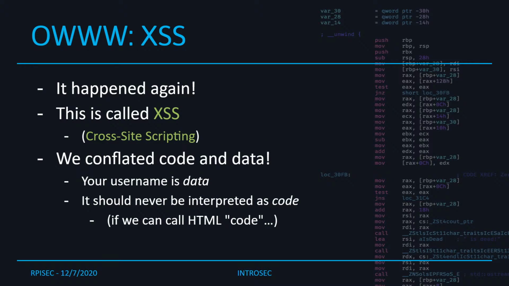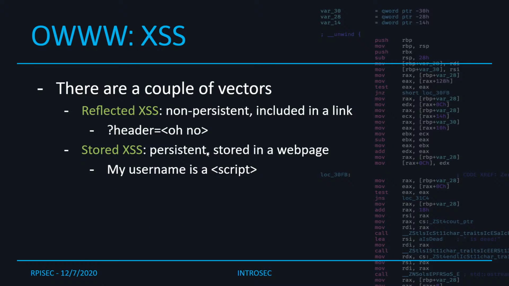So this has come up quite a few times before here. What we've done is we've conflated data and code, if we call HTML code for the sake of argument here. And this results in what we call cross-site scripting, or XSS, not CSS. They already took that for cascading style sheets. So, big problem here. This means that any bozo can go onto my form and start running viruses on everyone's computers. And there's a couple of vectors for this.